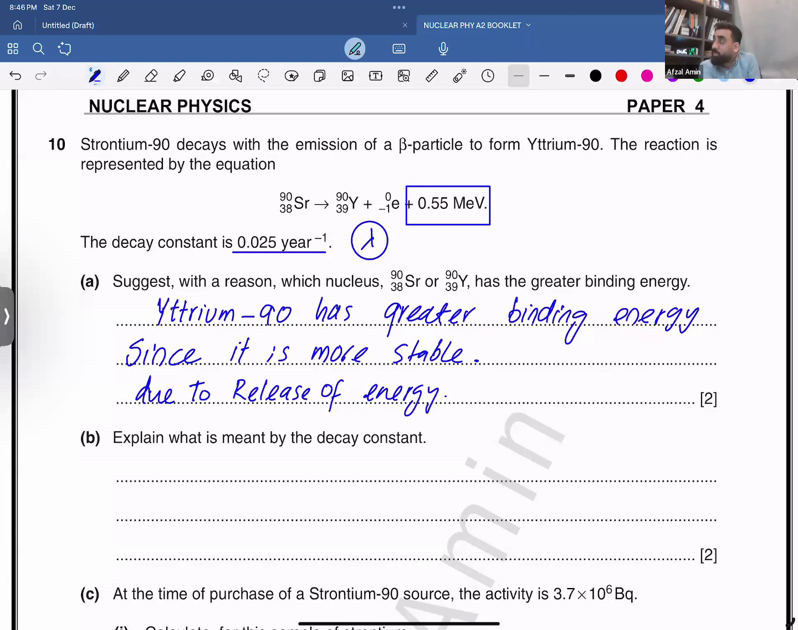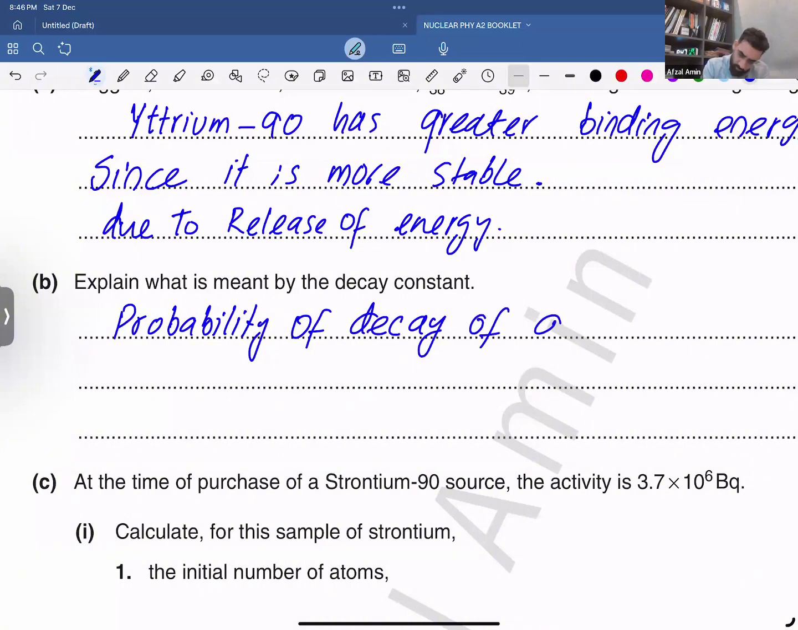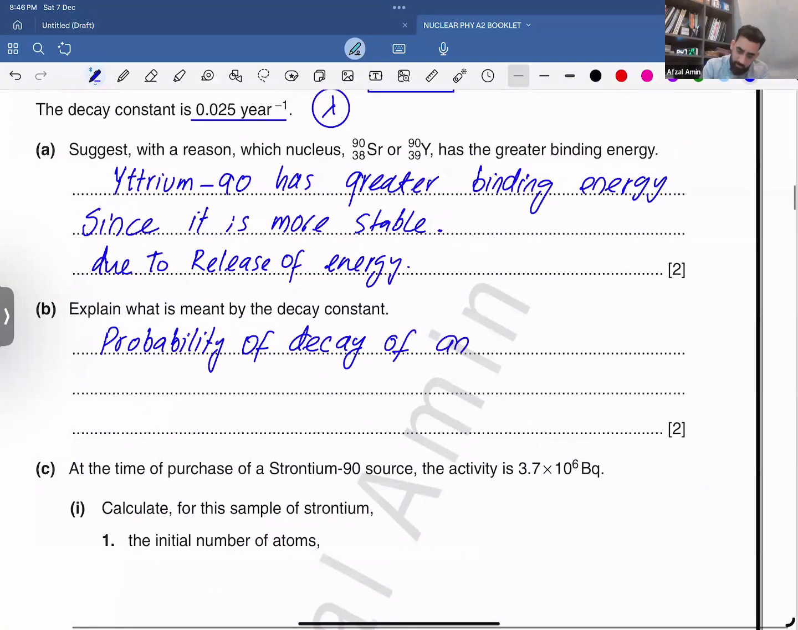What is meant by decay constant? Finally, this definition came. So decay constant lambda is the probability of decay of any individual nucleus per unit time.